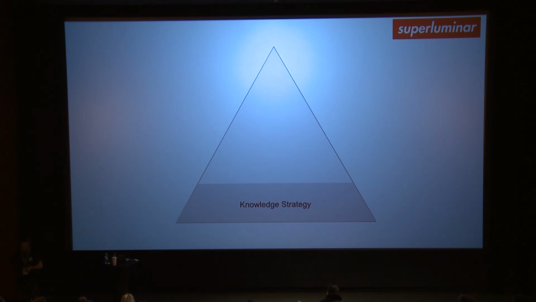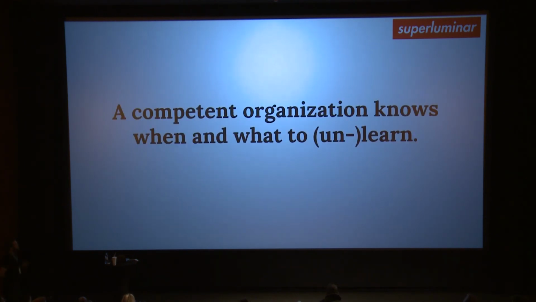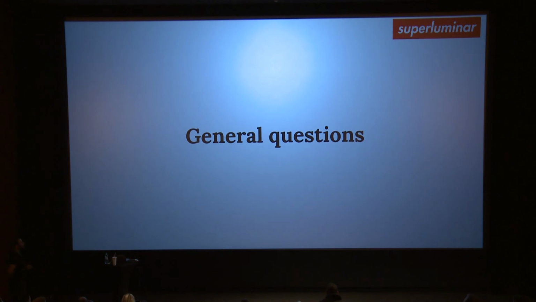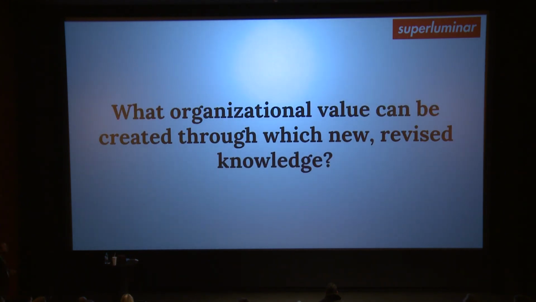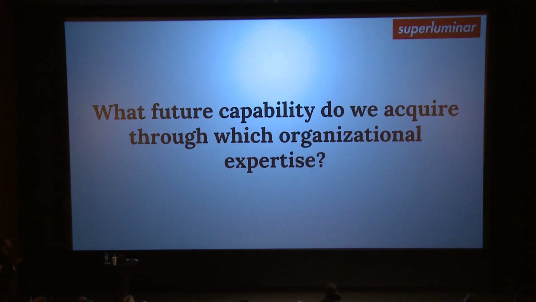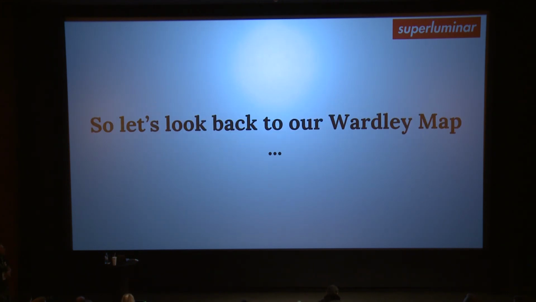It's not the Maslow pyramid, but something like this. First, as an organization, we should have a knowledge strategy. A competent organization knows when and what to learn. There could be some general questions. For example, why do I need which knowledge? What organizational value can be created through which new or revised knowledge? What future capability do we acquire through which organizational expertise? For example, is racking servers or knowing the details of RabbitMQ really a future capability that our company needs?